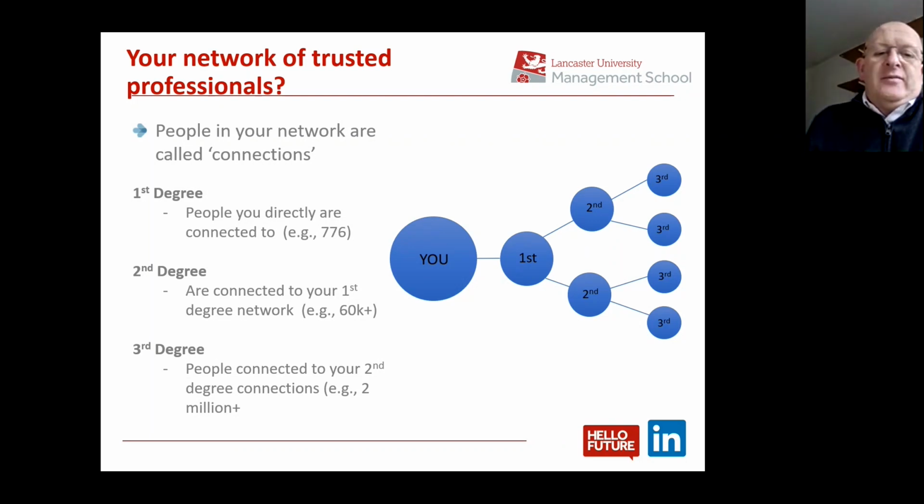And then people connected to your second degree connections, it gets very, very random after that. So your first degree connections are, I would say, solid connections. Your second degree connections, less so, but you do have a direct connection. But once it's into third degree connections, it's very, very random and often hard to make a connection with them. So the focus should be on your first degree connections, and then to a lesser extent, your second degree connections.